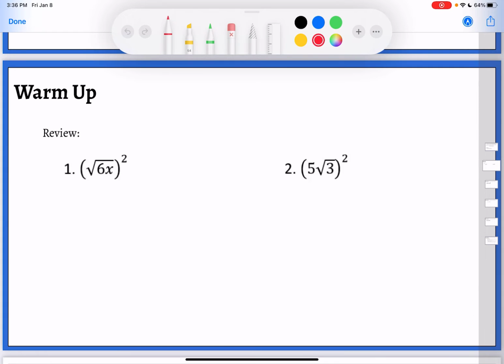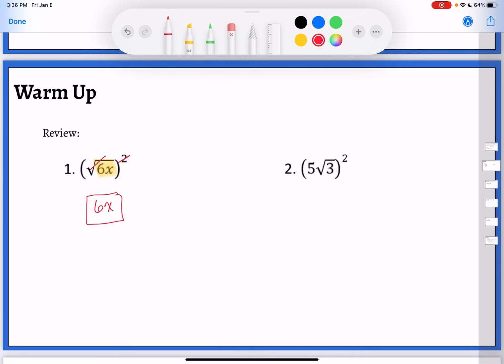Hopefully this first one wasn't a hard one. We tackled a lot of things that looked like this in the last lesson, but just as a review, remember square root and squared cancel out, right? So our answer is really 6x. It's the whole thing that's left on the inside, right? So just plain old 6x is our answer for the first one. Nothing crazy there. That was not a trick question.